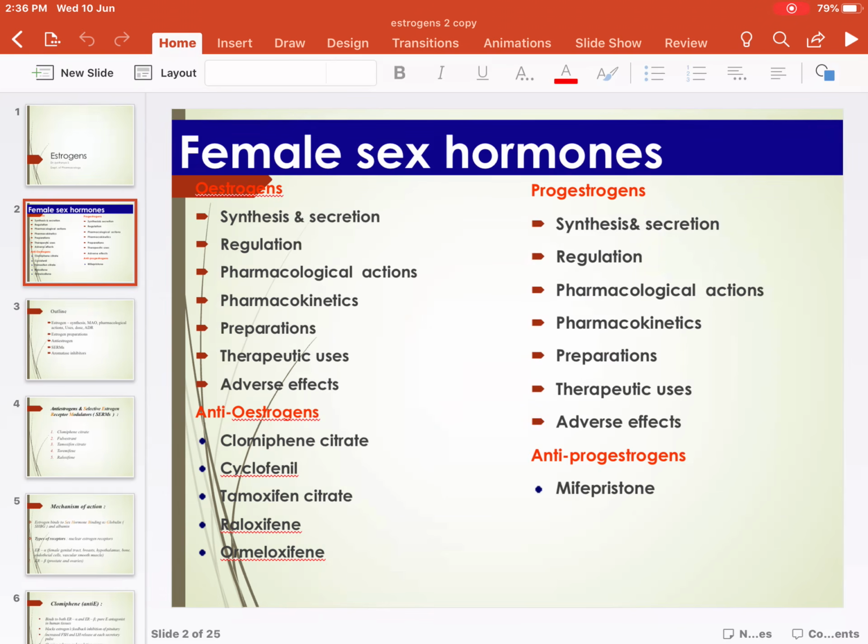In the next class, we'll be talking about progesterones, synthesis, regulation, what are the drugs we have, what are the actions of these drugs. And we'll also talk about anti-progestins. With this, we conclude today's class.